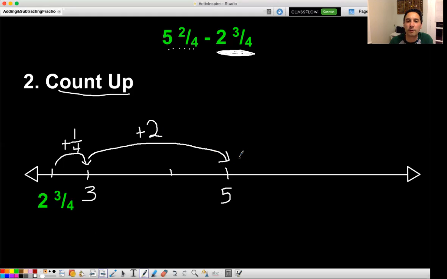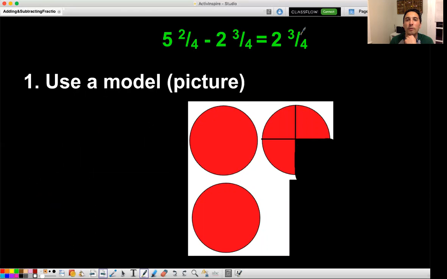I need to get to 5 2/4. So now I'm just going to do a little jump here, and I'm going to add 2/4 to get to 5 2/4. Then all I need to do is add all these together. I have 2/4 plus 1/4, and 2 more, is going to be 2 3/4. Which, if you look back to our previous problem, 2 3/4 was our solution.